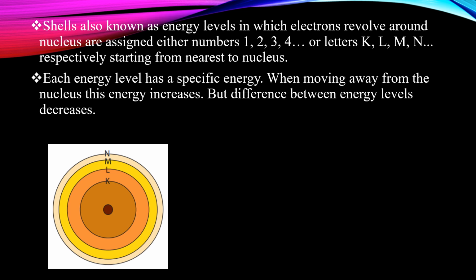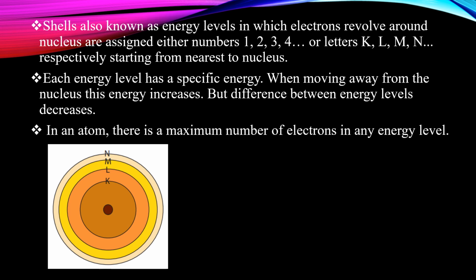When moving away from the nucleus, this energy increases, which means first energy level has the lowest energy and the last energy level has the highest energy. But the difference between these energy levels keep decreasing, which means difference between first energy level and the nucleus is the highest and the difference between last energy level and the before one is lowest.